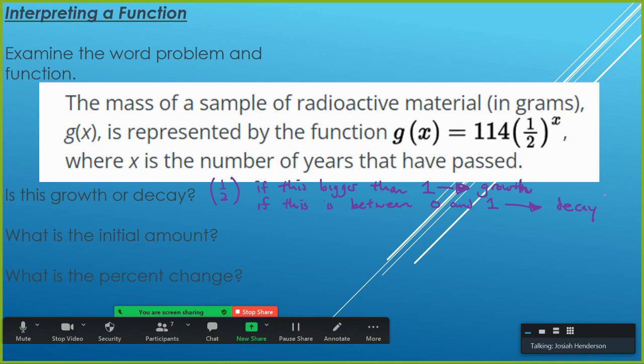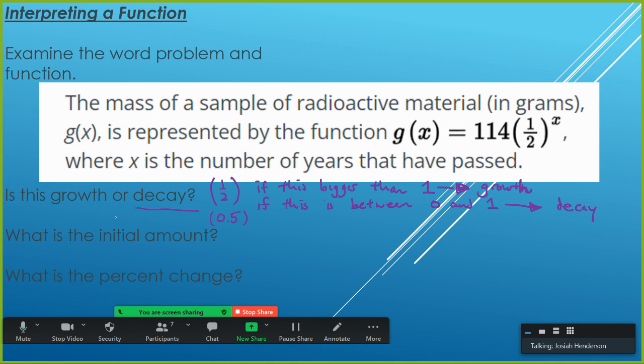So for this example, we have a half, 0.5. If I wrote it as a decimal, it would be 0.5. Same thing as a half, right? That's not bigger than 1. That's not growth. That must mean that for this example, we have decay. So that's what I want you looking for. What's in the parentheses? If it's 1 point something or a number bigger than 1, it's growth. And if it's something in between 0 and 1, like a half, it is decay. It's getting smaller and smaller.